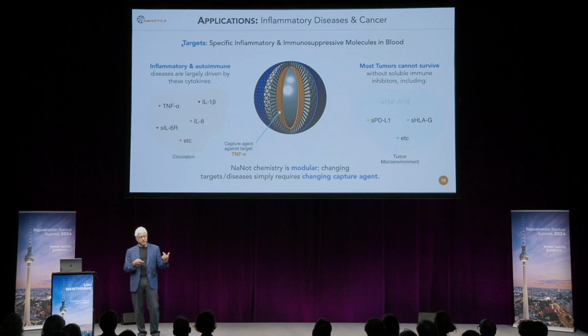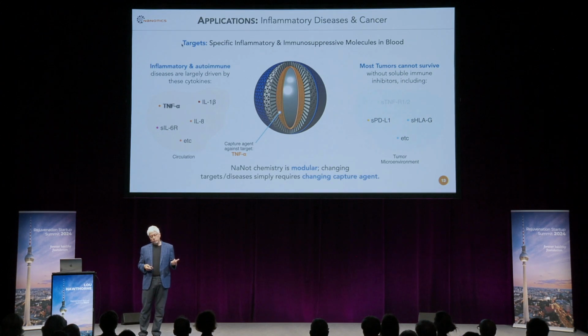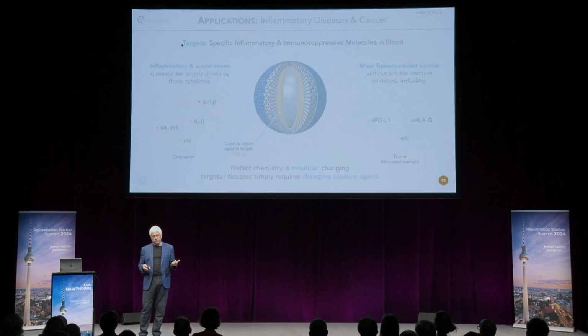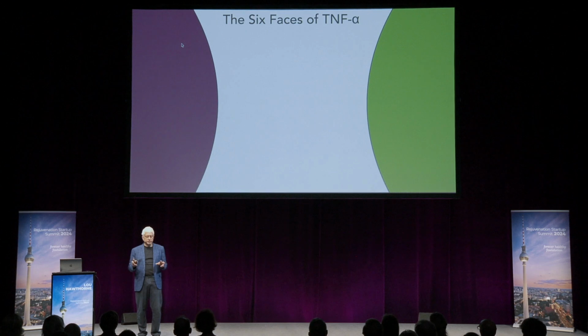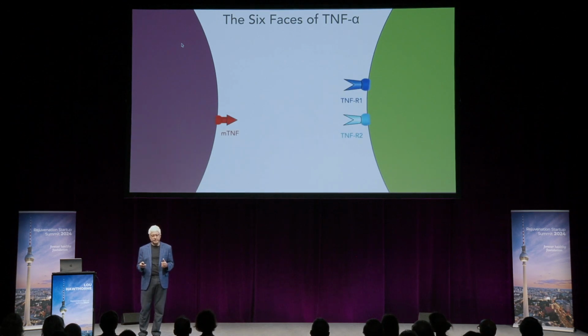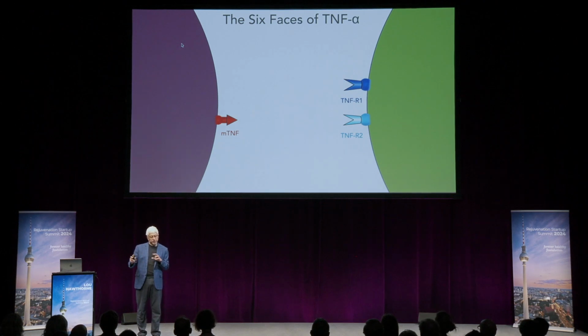Likewise, if we want to deplete TNF-alpha from circulation, we just swap out the capture agent for an agent against TNF-alpha. And that captures and clears it from circulation. So I've mentioned 2 relative TNF targets, so I want to review. TNF is a tremendously important axis in biology, and it's one that we're really focused on. So let's review the 6 forms of TNF.